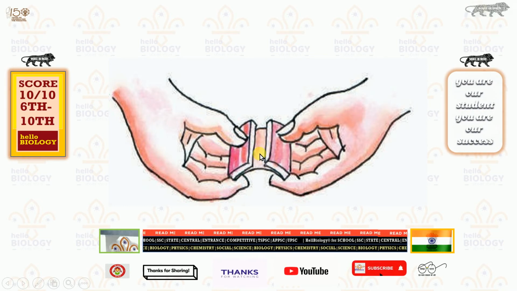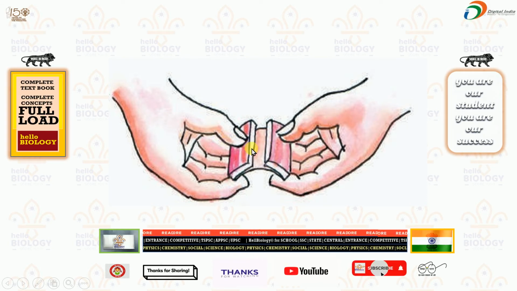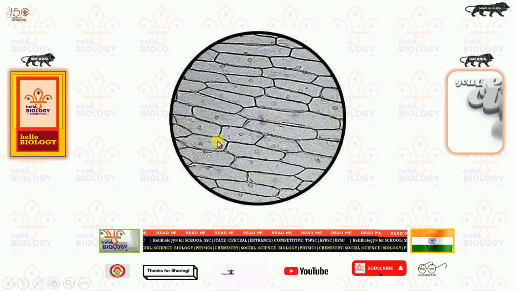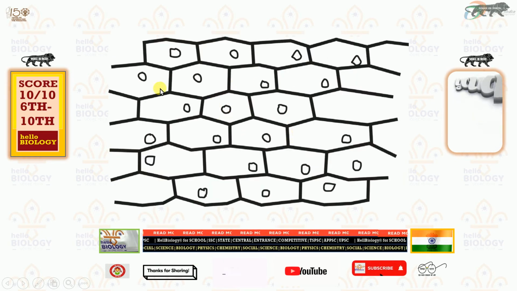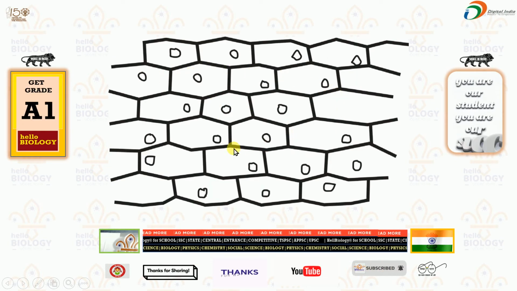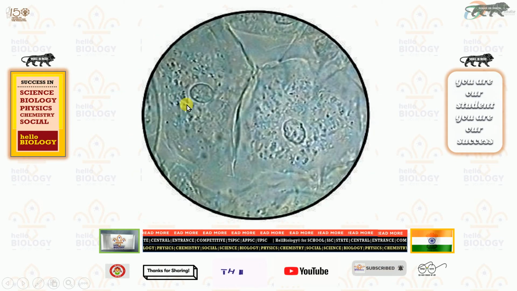We just need to put this over a slide with a cover slip. After adding glycerin, we can see the cells like that. After finding the cells, you need to draw them in your book like this. Understood? This is the diagram of the cells in the onion. Then after that, we have cheek cells also.